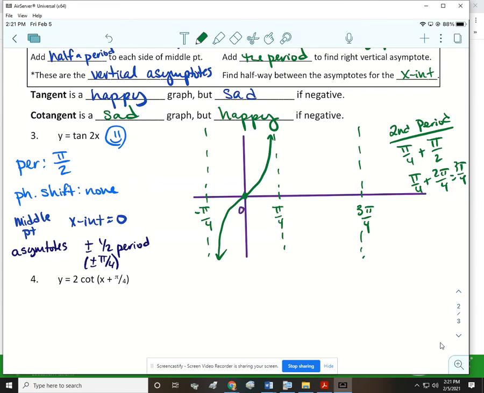And then I want to find halfway between those. So I can add them together and divide by 2 if I need to. If you don't know what it is, it's fine. That gives you 4 pi over 4, or just pi. So it's going to be pi over 2. That is my middle. And then I just draw my other period.